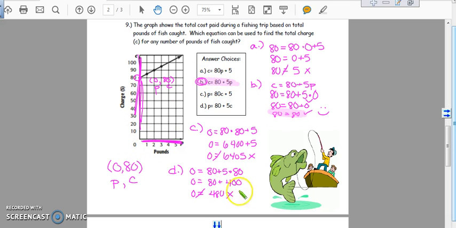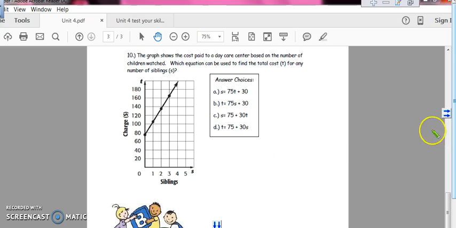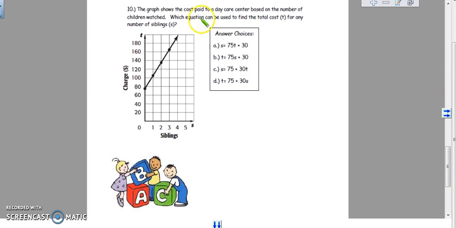So let's take a peek now at number 10. The graph shows the cost paid to a daycare center based on the number of children watched. What equation can be used to find the total cost T for any number of siblings? I'm going to tell you on your quick check the coordinate. On your final, you won't get it, but it'll be easy enough for you to see. This is 0, 75. Okay?